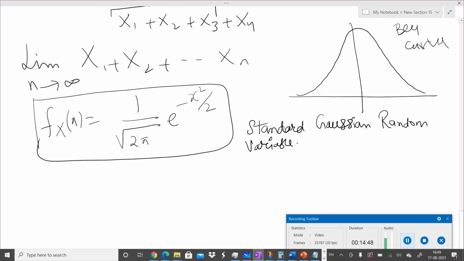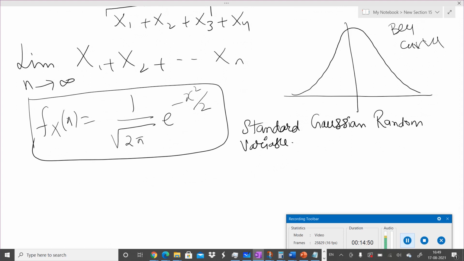Now you may say, nice, central limit theorem, but what does it have to do with noise? Now coming back to the transistor model. In a transistor, your incoming signal is nothing but a current.